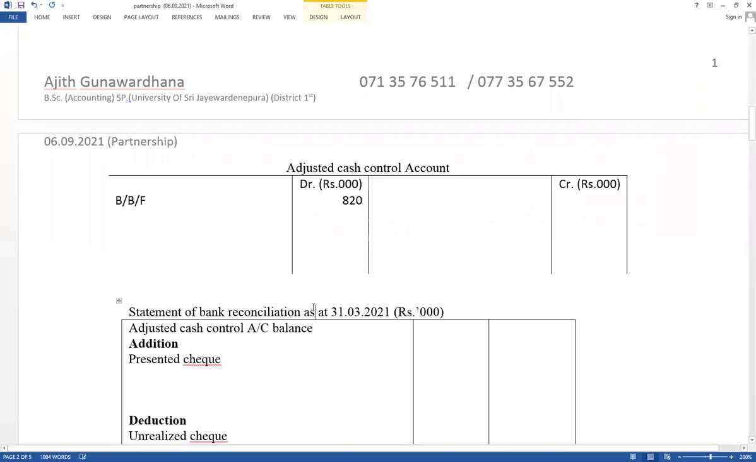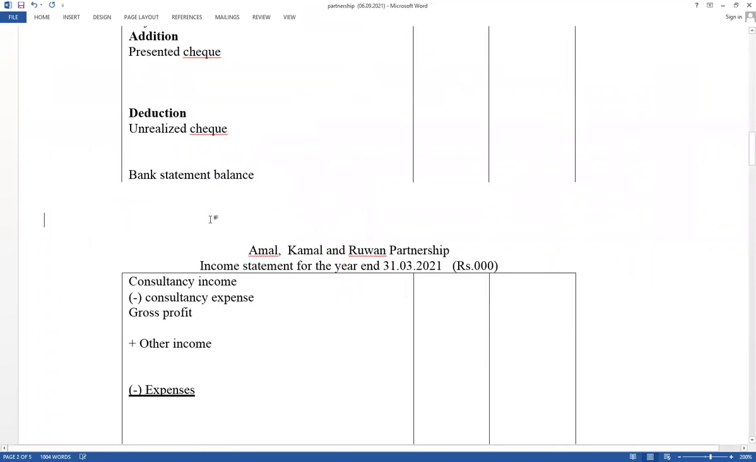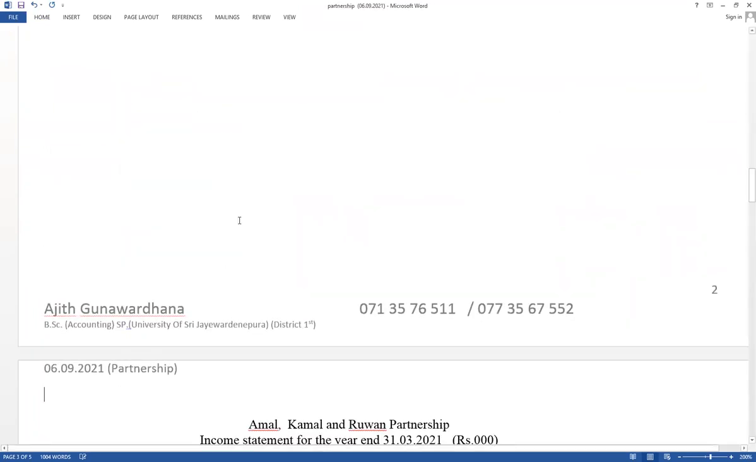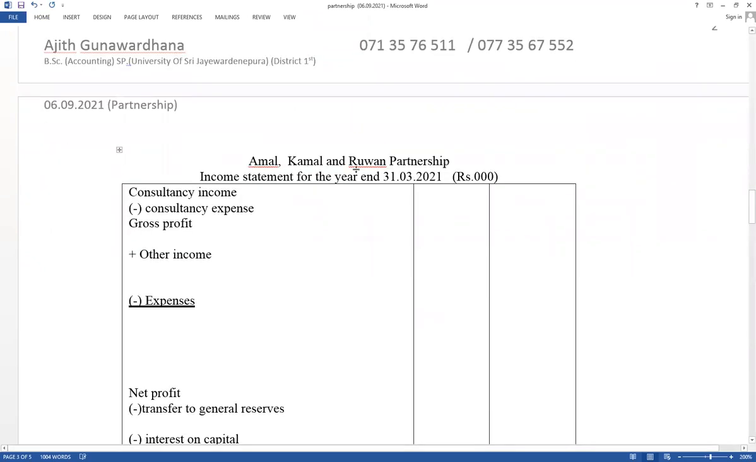Then there's the income statement. Think this is a consultancy service business. This is the way you have to prepare the income statement. Think all three partners' names should be included. Amal, Kamal, and Ruwan partnership. Recent admission has been given at the beginning of the year. Income statement for the year ended 31st March 21.